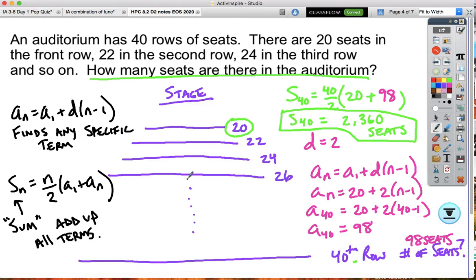All right, so that's pretty much it for today. We're just going to be now taking a sequence of numbers, a list of numbers, and we're going to be adding them up, and that's what a series is when you add them up.